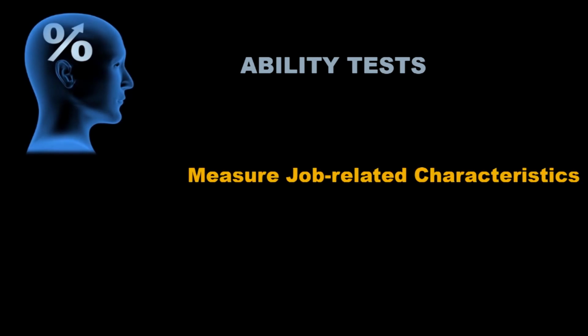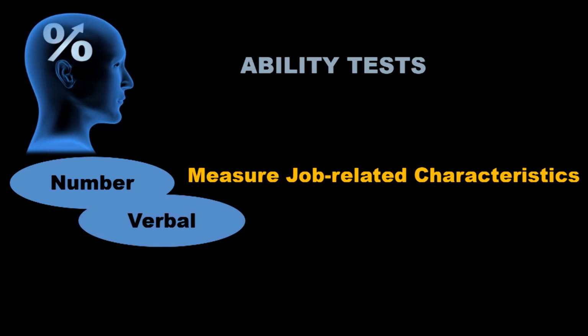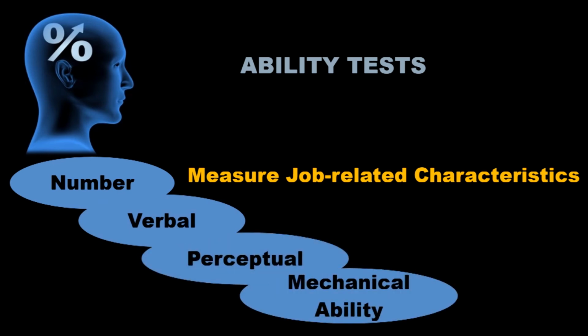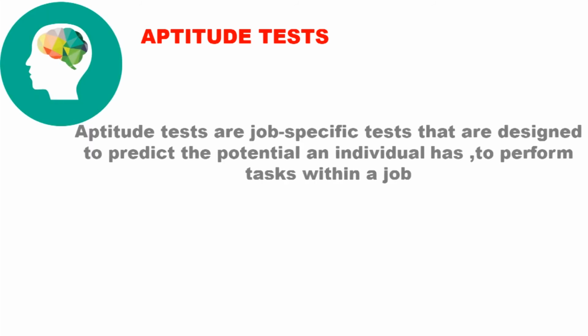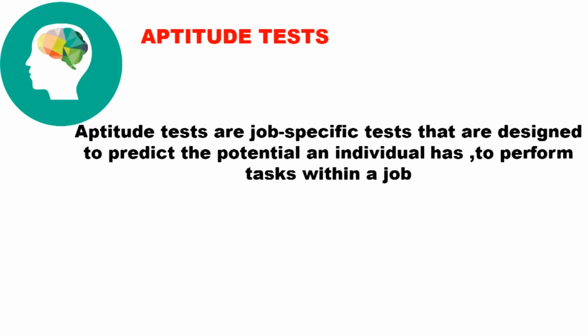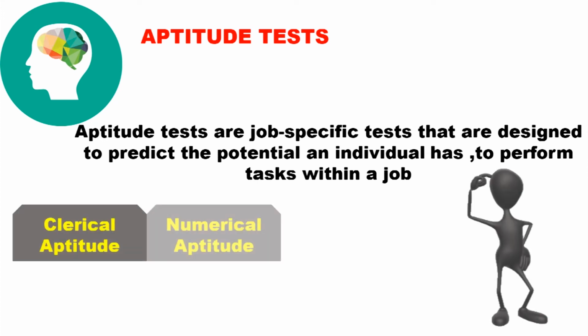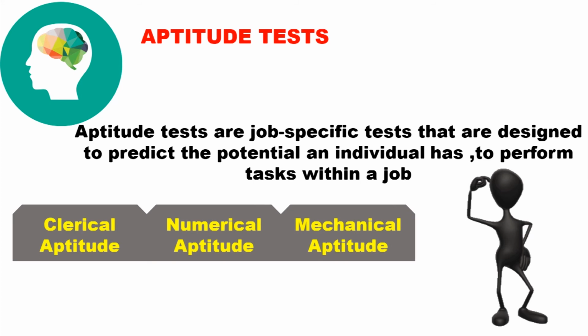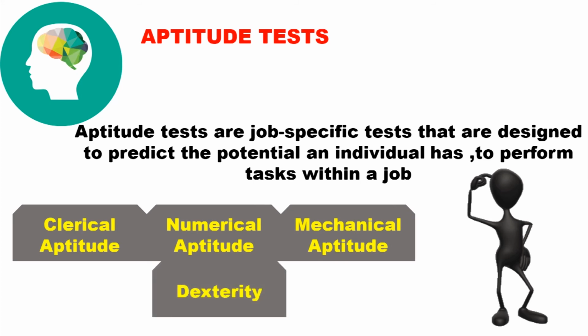Ability tests. These tests measure job-related characteristics such as number, verbal, perceptual, or mechanical ability. Aptitude tests. These tests are job-specific tests that are designed to predict the potential an individual has to perform tasks within a job. They can cover such areas as clerical aptitude, numerical aptitude, mechanical aptitude, and dexterity.